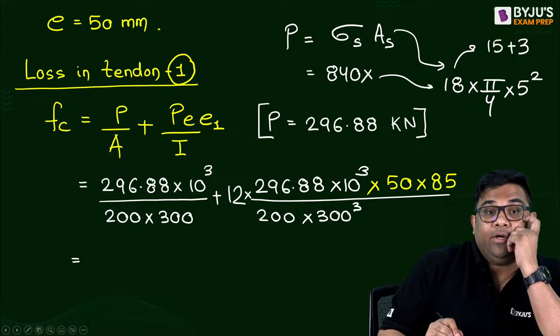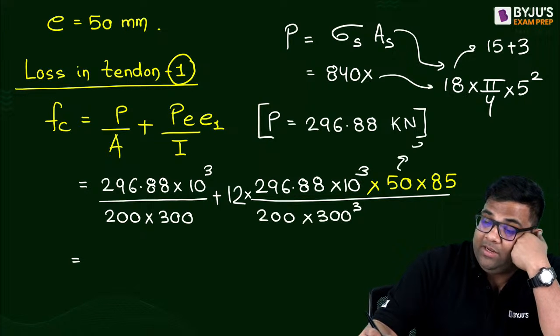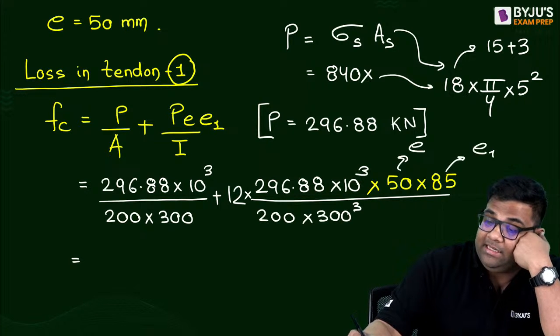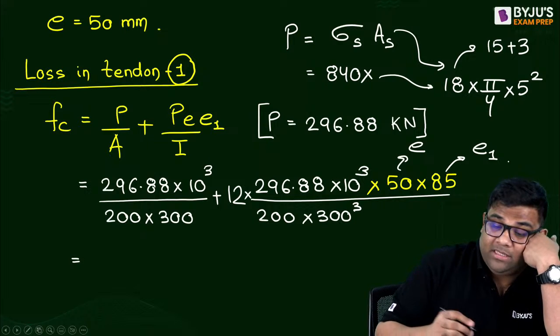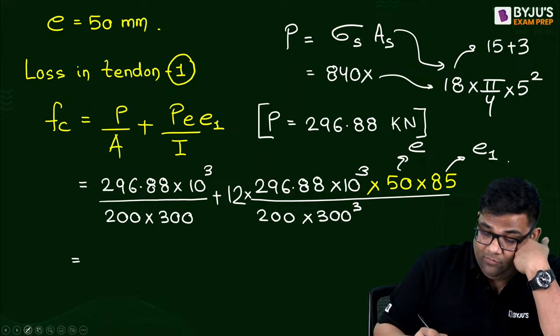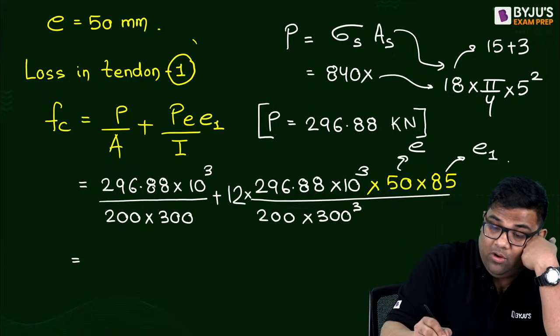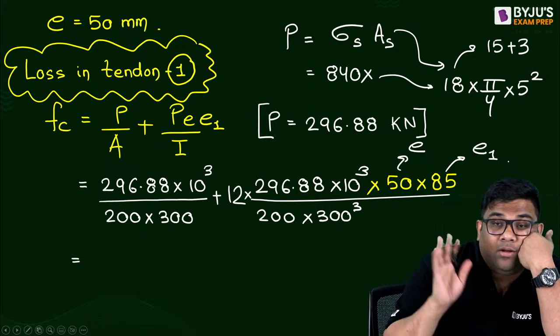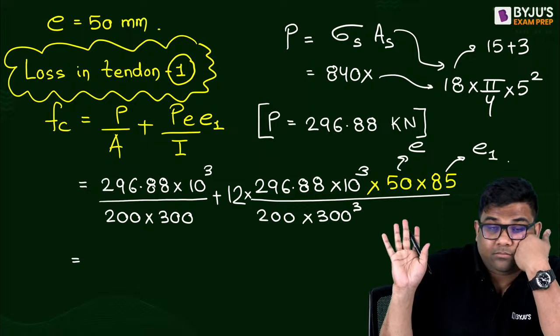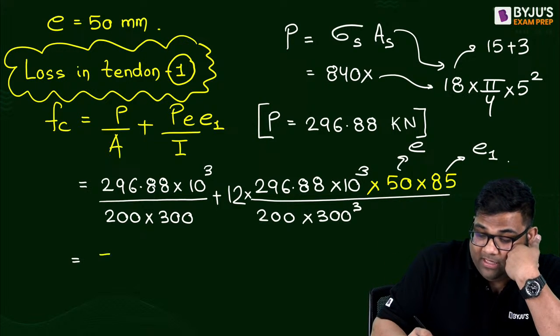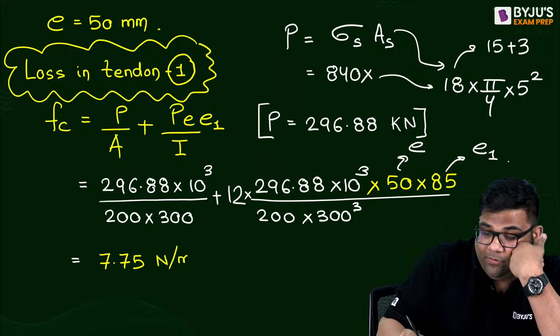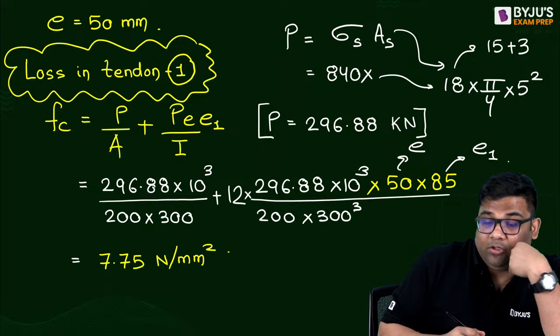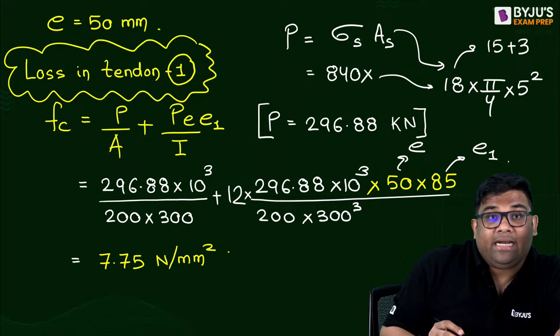Yes, 50 into 85. This is your effective eccentricity and this is the eccentricity of tendon 1. Why? Because I am finding the loss in tendon 1. Getting how much? 7.75. Brilliant. 7.75 Newton per mm square. So this is FC for tendon 1.